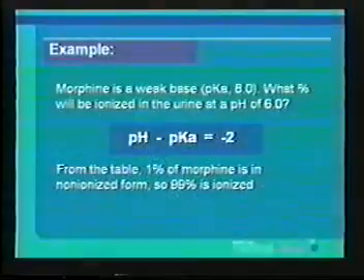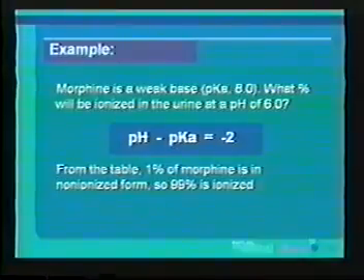I'm going to give you an illustration. Here's a typical type of question that could be addressed to you. Morphine is a weakly basic compound. Its pKa is about 8. It's not exactly 8, but we'll use 8 for our purposes here. So if morphine was in the urine at a pH of 6, what percent would be ionized?